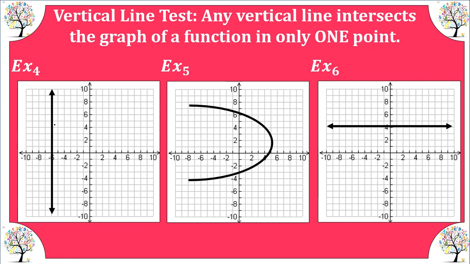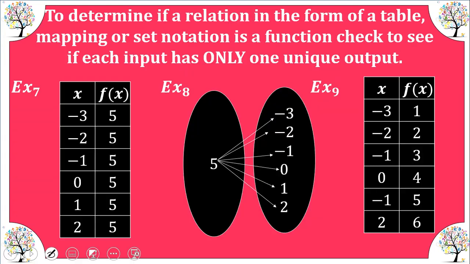Okay, so number 4, you can see this vertical line does not pass the vertical line test. If I go down it, it hits every point, so this is not a function. Here we have a sideways parabola, and it intersects more than one, so this is not a function. Here, if I draw a line down, it intersects one, so this is a function. So that's called the vertical line test.